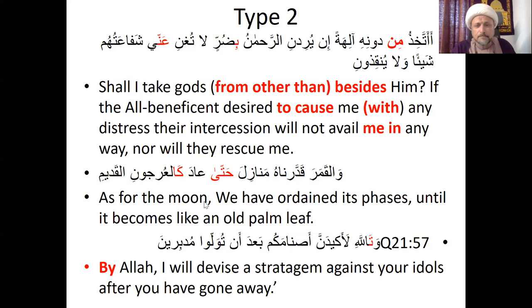And then, this is not from Surah Yasin. I could not find this ta'allahi in Surah Yasin, so I had to borrow it from another surah. So, wa ta'allahi. Prophet Ibrahim alayhi salam made an oath, when you are not in the temple, I'm going to destroy these idols. Watallahi, by God, la-akidanna asnamakum. I will make plots against these idols. Ba'da an tuwallu mudbirin. Once you have gone away, once nobody is in the temple, I'm going to do something. So he was threatening them.